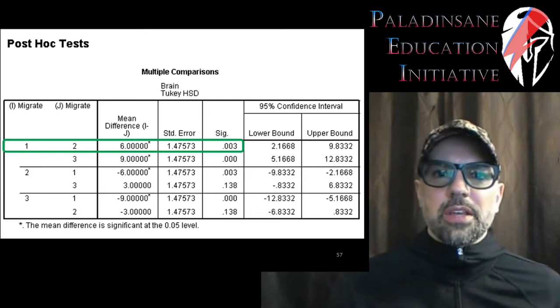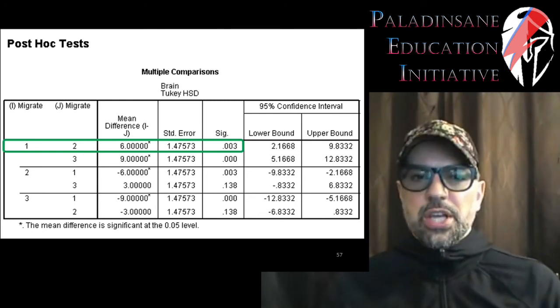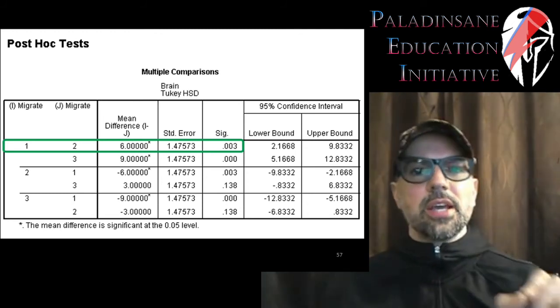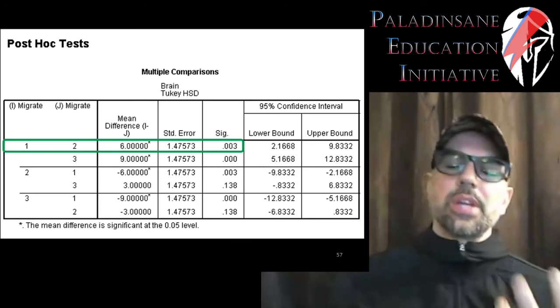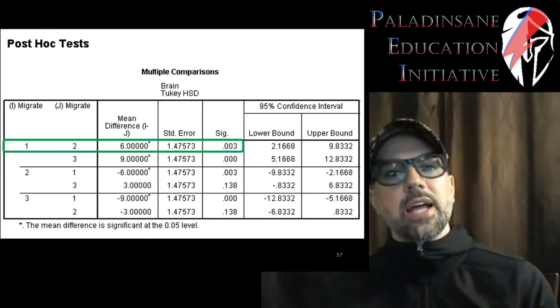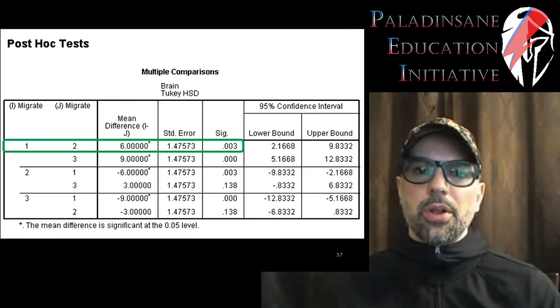We take a look at that significant value. We say, is it less than alpha? If it is, we reject the null hypothesis and we say there's a difference between these two populations. If it's greater than alpha, we accept the null hypothesis and we say there's no difference between these two. As it is, 0.003 is lower than our alpha level of 0.05.